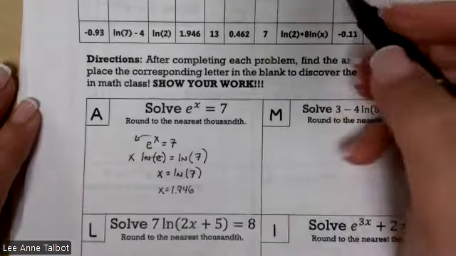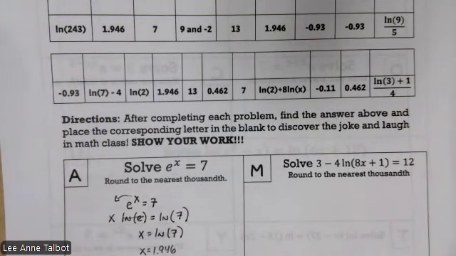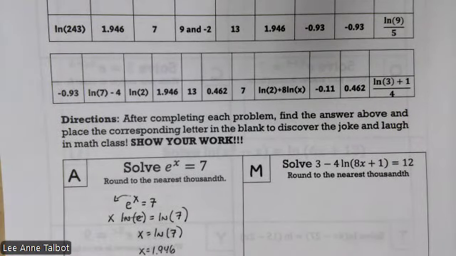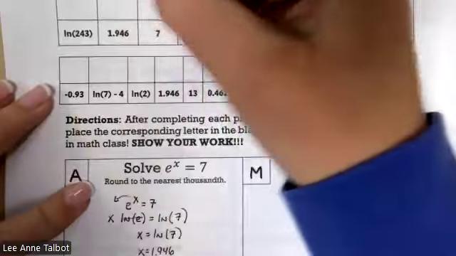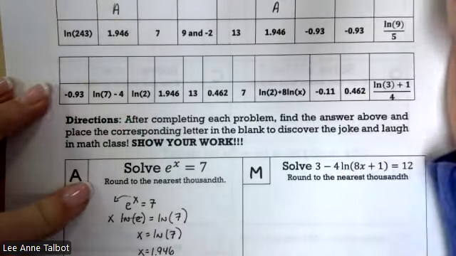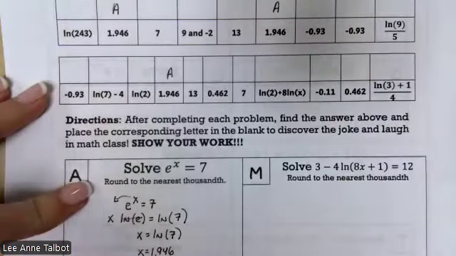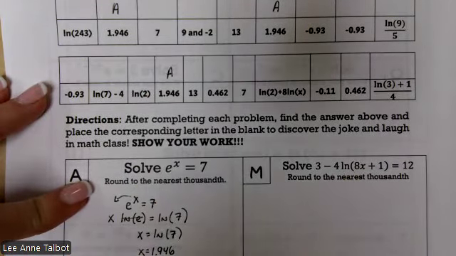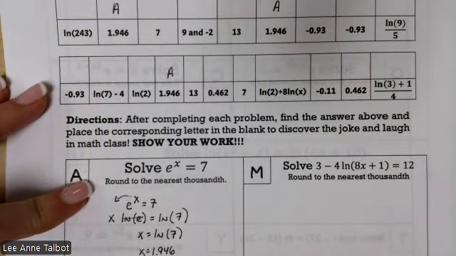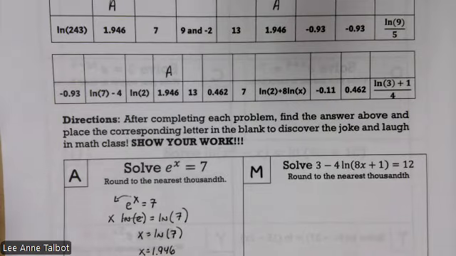Okay, now go up into the riddle up here, and find any answers that are 1.946 and put the letter A in those spots. Oh man, did we knock out 3 of them with one problem? Sweet. Okay, now find letter N.